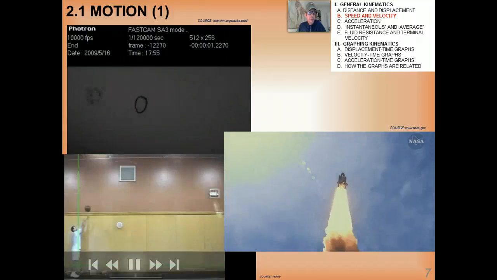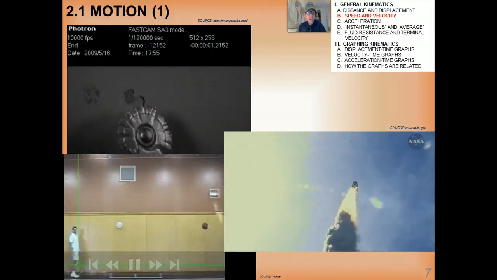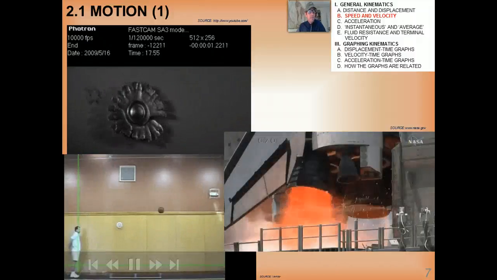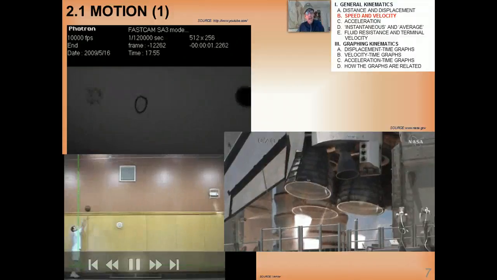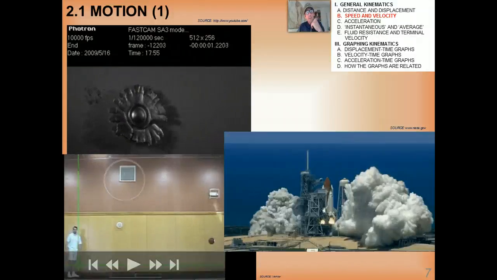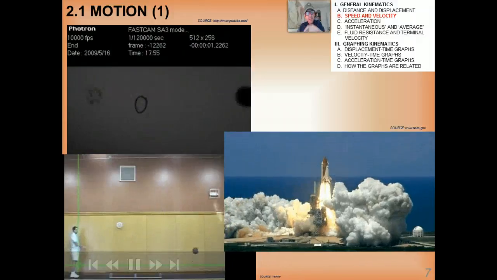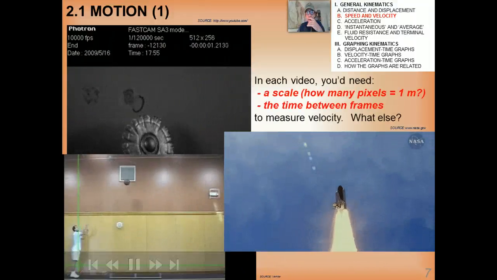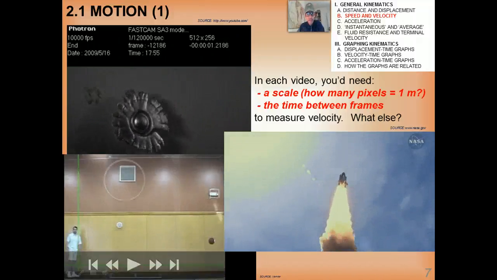Here's another one. Here's a dude shooting a basketball. We will talk about projectile motion in detail. But again, if you know the time difference between frames and, say, the height of the guy, you can use a program called Video Physics, which we will use to actually analyze that motion and figure out exactly how fast it's going, what the acceleration is, and so forth. It's pretty cool stuff. So this is what you'd need in each video if you wanted to measure velocity.